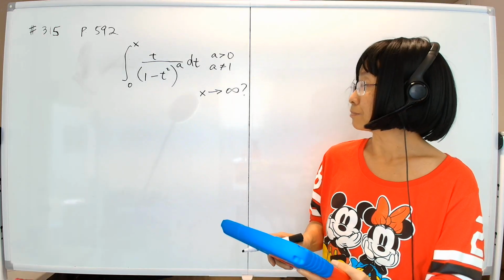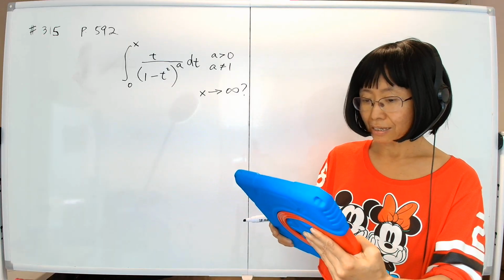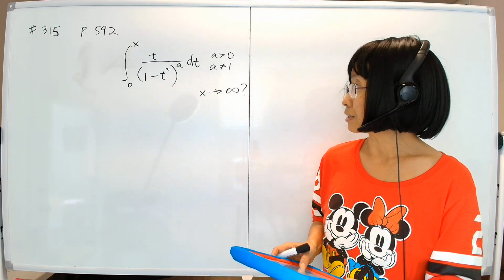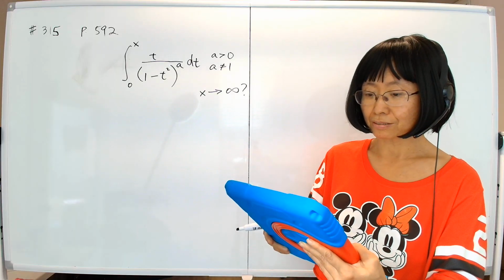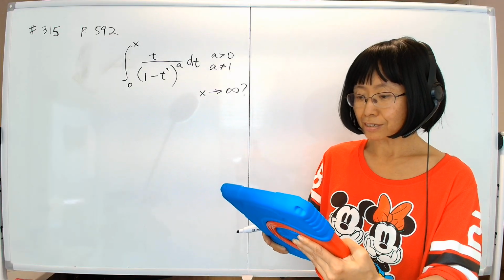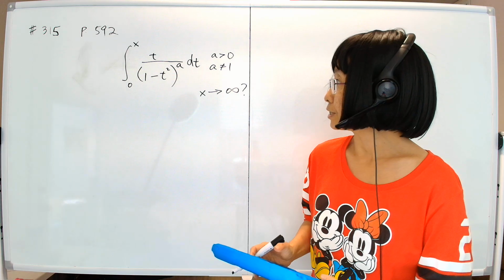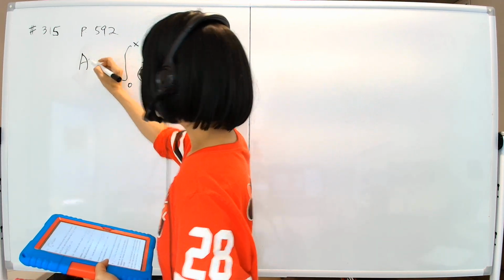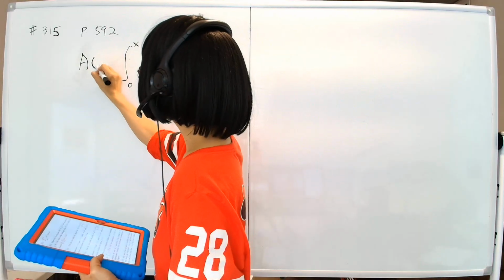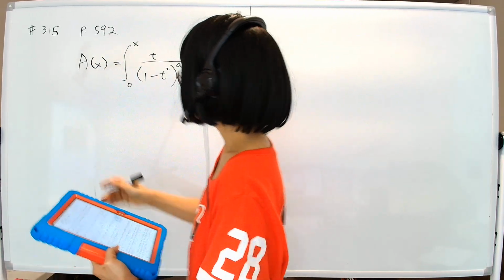But a is a fixed number, okay? And then we need to find the area. In other words, integrate this thing. And then we'll figure out what happens if x goes to infinity. So what area is that? Let's call the area A. The area is a function of x, so A of x equals this stuff.